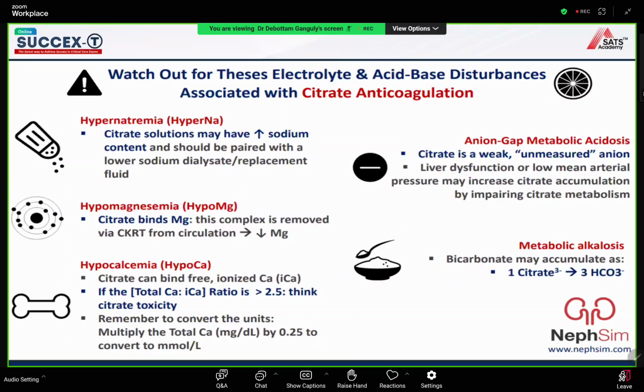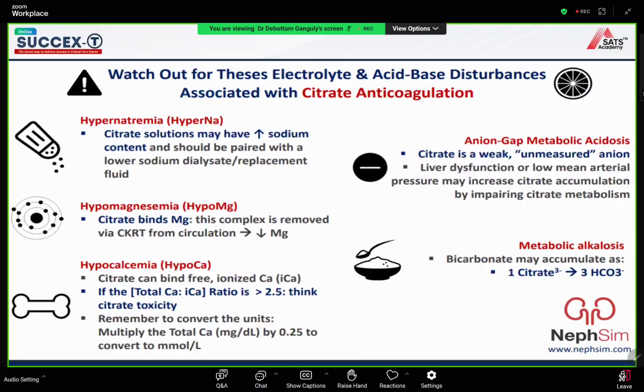Hypomagnesemia. Citrate binds with magnesium, and this complex is removed via CKRT from the circulation and causes hypomagnesemia. Hypocalcemia. Citrate can bind ionized calcium. So if the ratio of total calcium to ionized calcium is more than 2.5, then we have to think about citrate toxicity. Then anion gap metabolic acidosis.